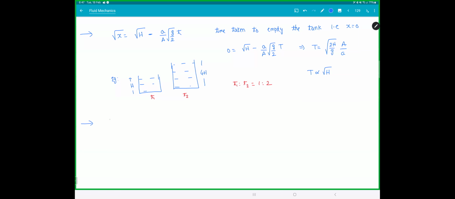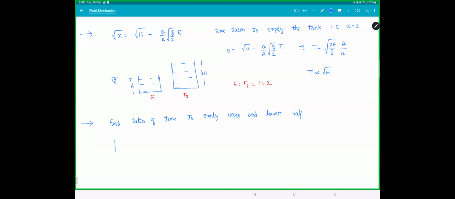Suppose if I ask you like this, so if you have a tank here, find the ratio of time to empty the first half and the second half. There, my desktop is back online. I can see you guys, so great. Find the ratio of time to empty the upper half and the lower half. This would be another good question.